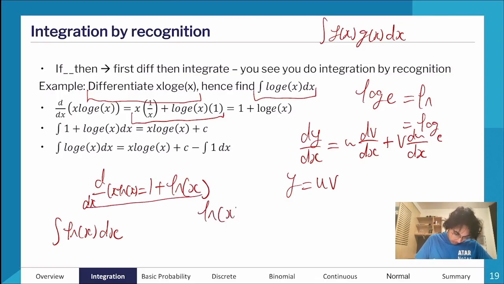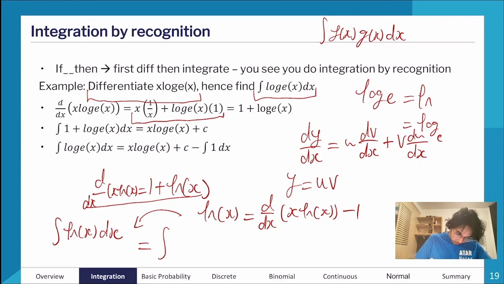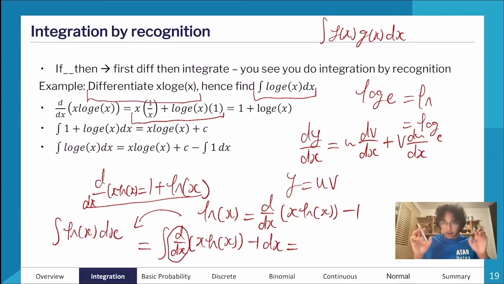So ln of x is equal to d/dx of x ln of x, minus 1. And then I substitute that into there. And so then this integral is equal to the integral of d/dx of x ln of x minus 1 dx. Okay, and so when I take the integral of a function that's being derived like that, the integral and the derivative just cancel out.